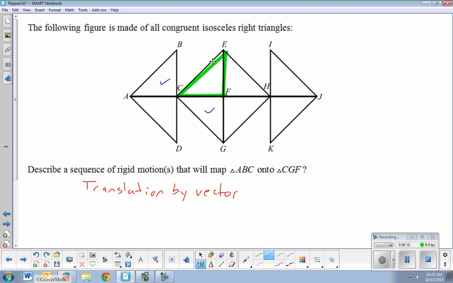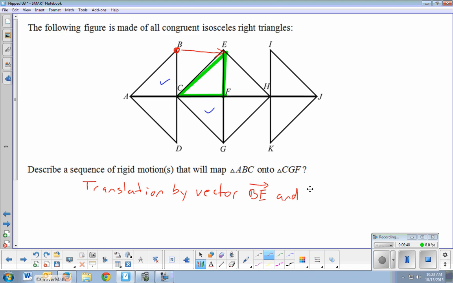Now, how much did I move? Well, how do I describe the vector? Just pick a couple of points. Pick a point, and where did the point go? Point B started here, and then when I moved the triangle, it landed at point E. So we'll say by vector BE. Remember, vectors have arrows above them. They're not line segments. They're vectors. They're rays. I could have also said AC or CF. You know, that by that length in that direction. So translation by vector BE.